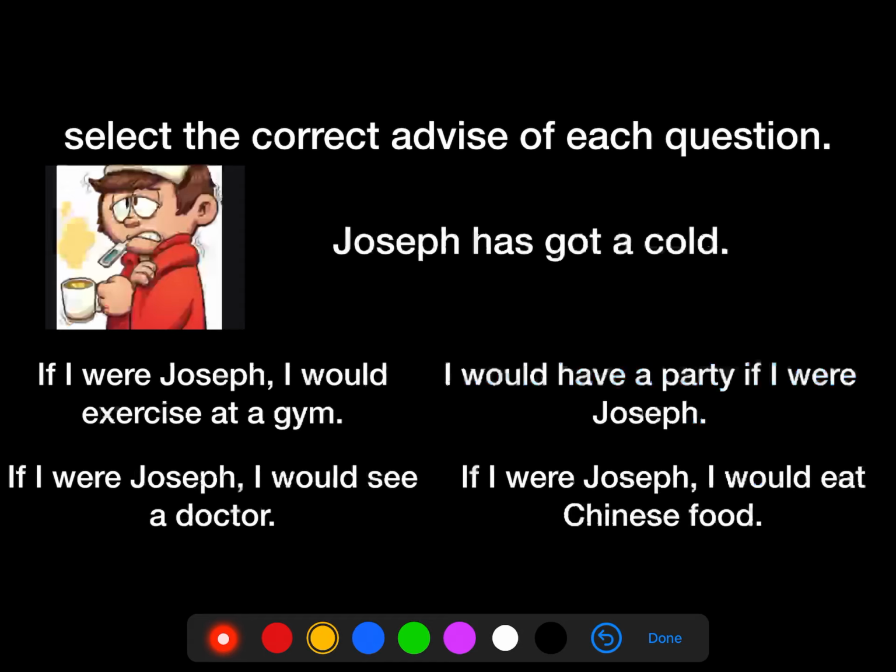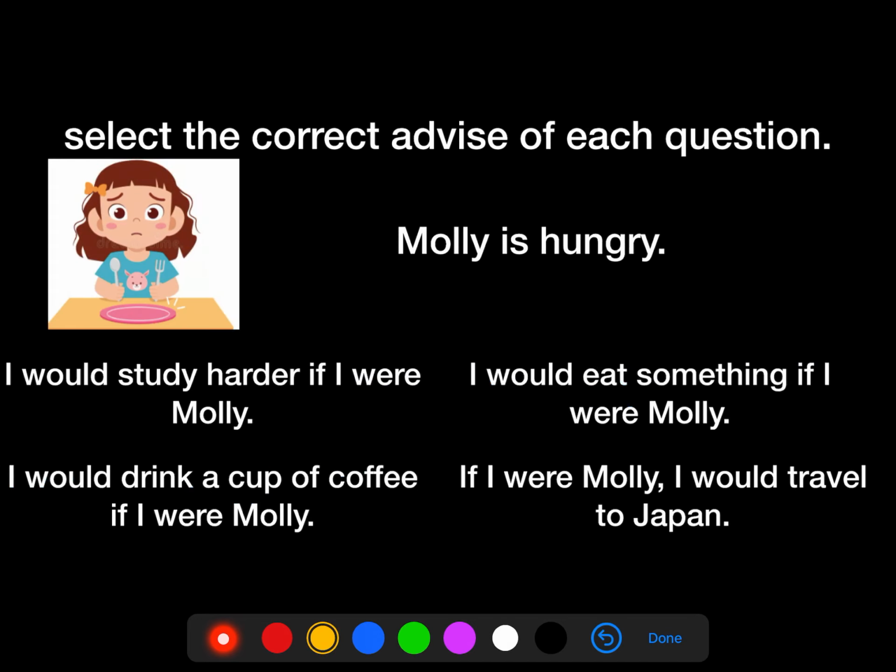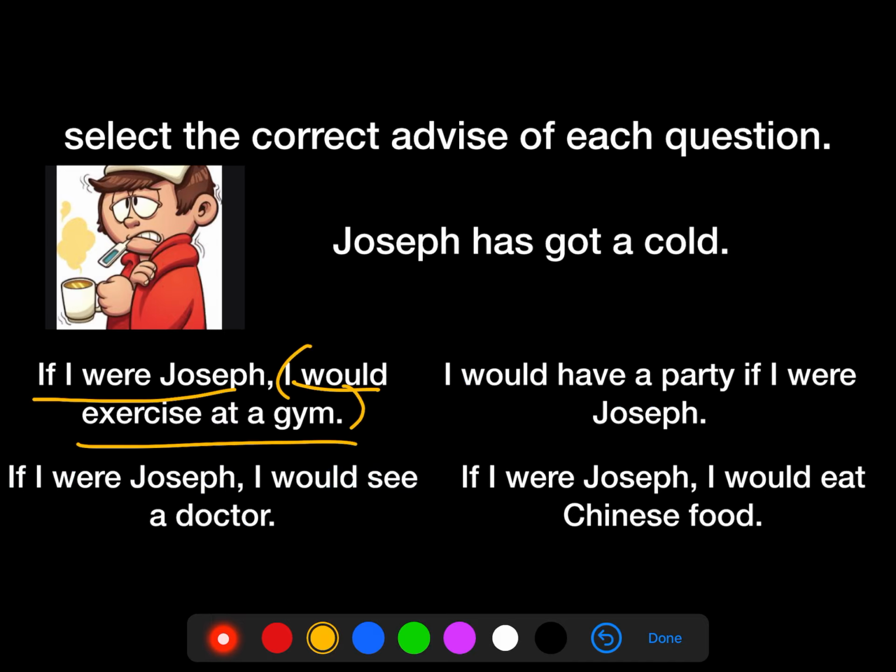Next one, Joseph has got a cold. So he's sick. Like this. So let's pick the correct advice for Mr. Joseph who has got a cold. So if I were Joseph, I would exercise at a gym. This is the first advice. Exercise means working out at a gym. Next one, I would have a party. I would have a party if I were Joseph. So party, like drinking or having fun, like staying up all night.